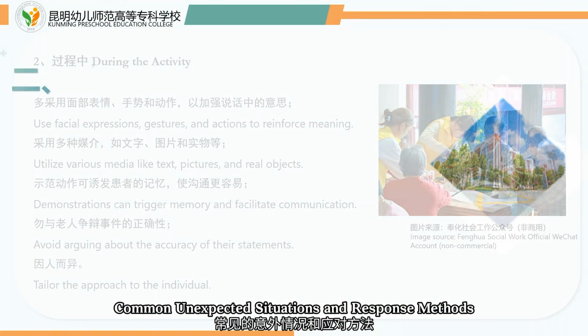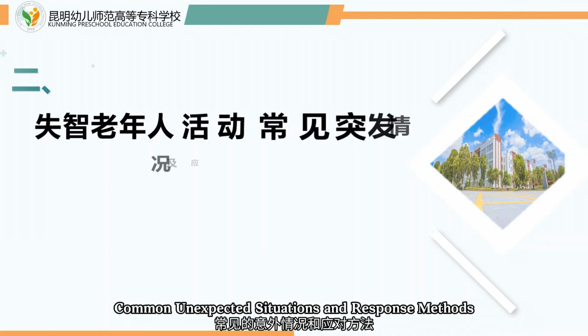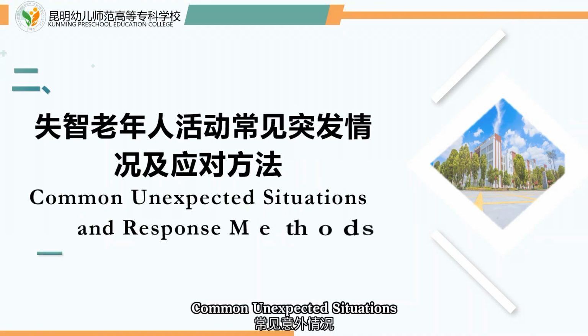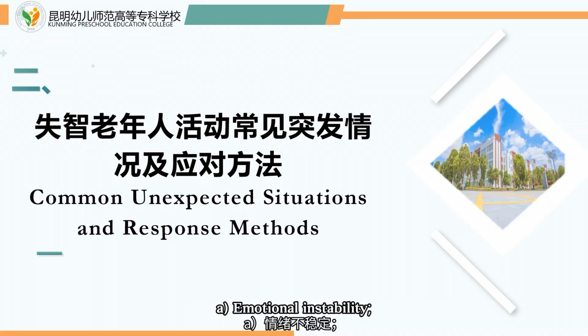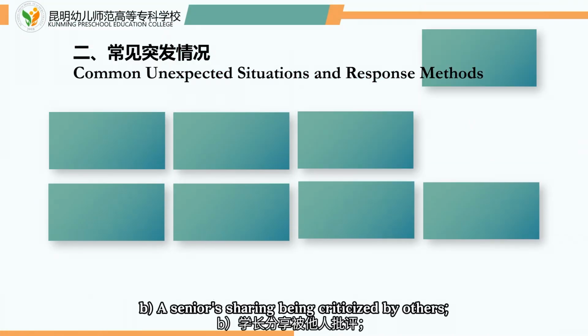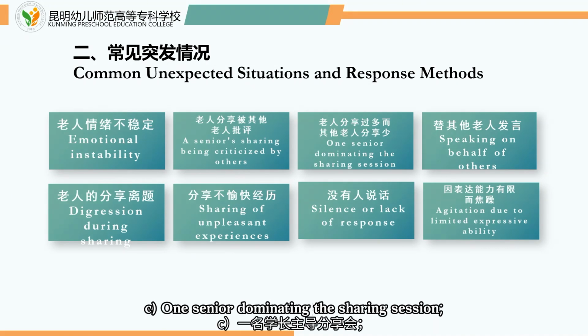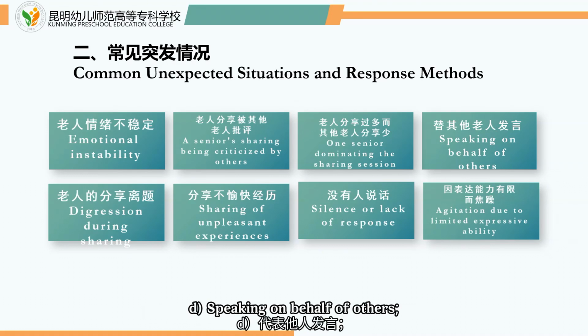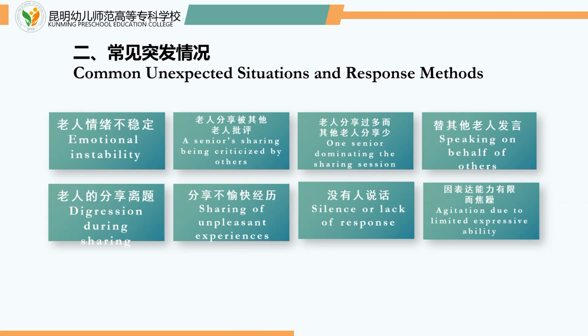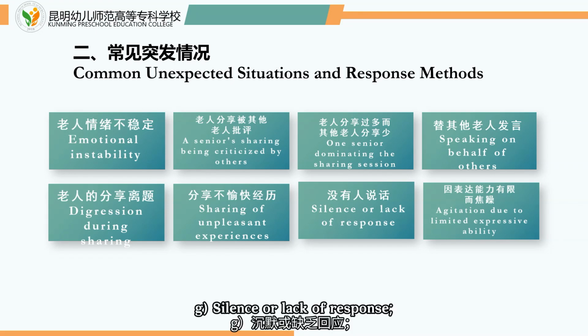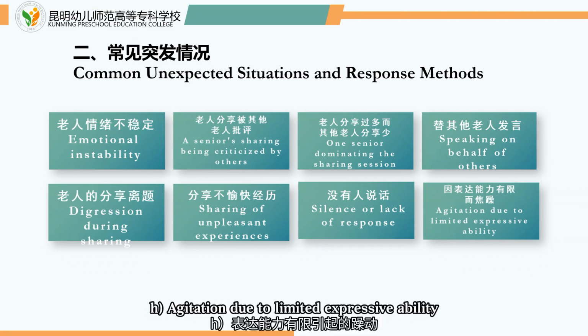2. Common unexpected situations and response methods. First, common unexpected situations. A. Emotional instability. B. Seniors sharing being criticized by others. C. Senior dominating the sharing session. D. Speaking on behalf of others. E. Digression during sharing. F. Sharing of unpleasant experiences. G. Silence or lack of response. H. Agitation due to limited expressive ability.